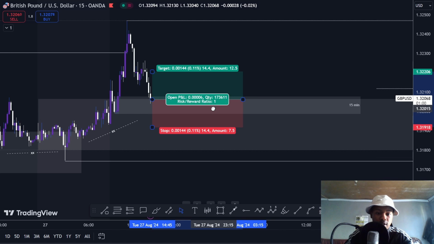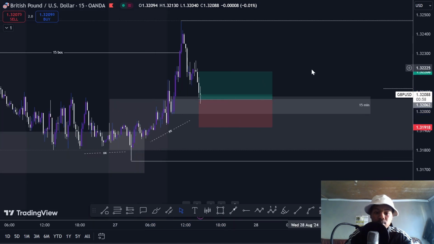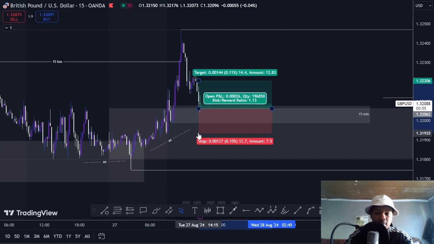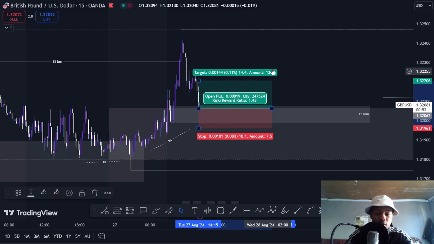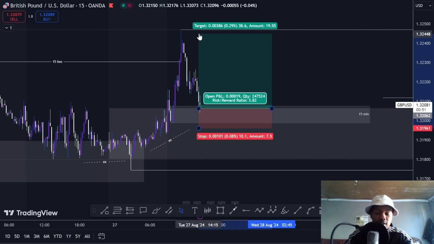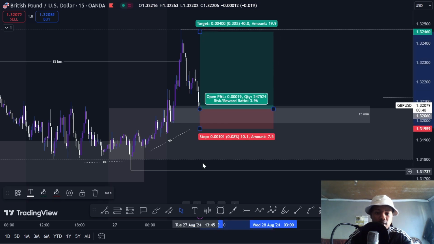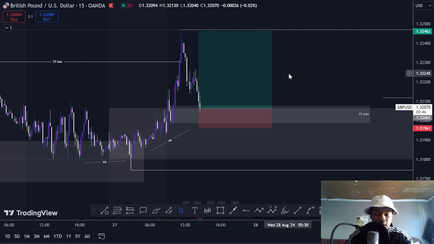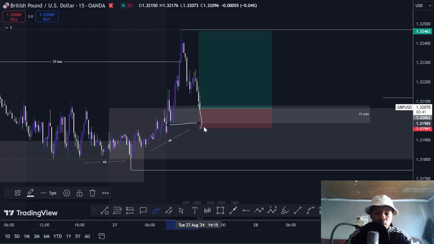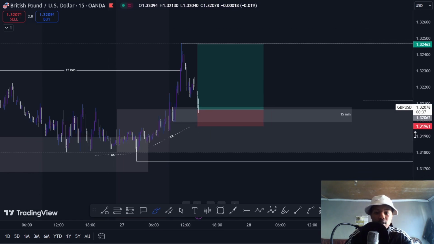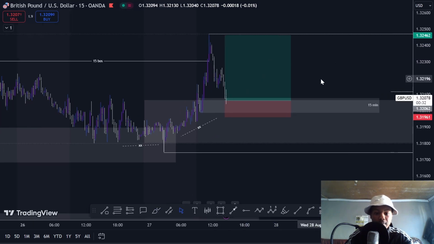I would definitely have loved to see a change of character, but sometimes you just don't have to overcomplicate it. The idea for me here is, this area here was unmitigated. So if price eventually breaks below here, then I will wait for that change of character. But at the moment, I'm probably gonna chill and see how price plays along. So yeah, let's see. Let me put on something here.